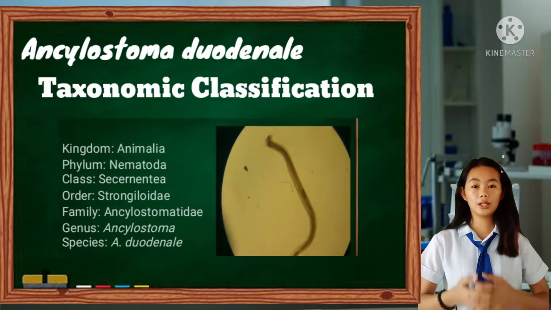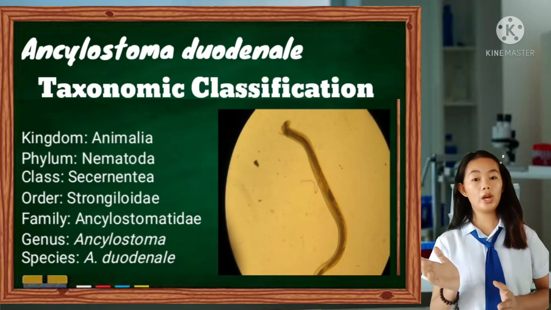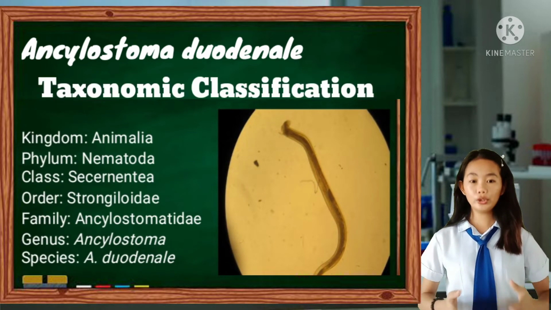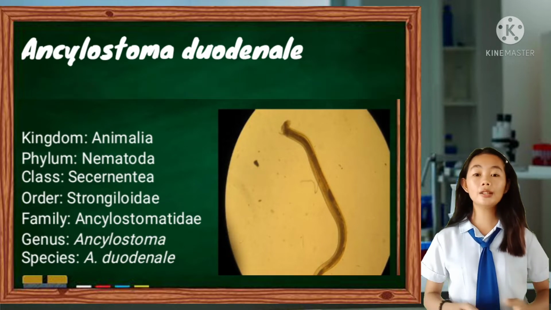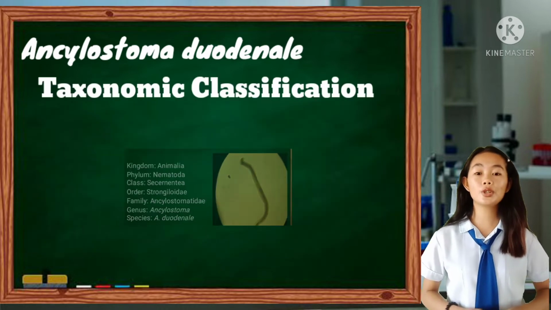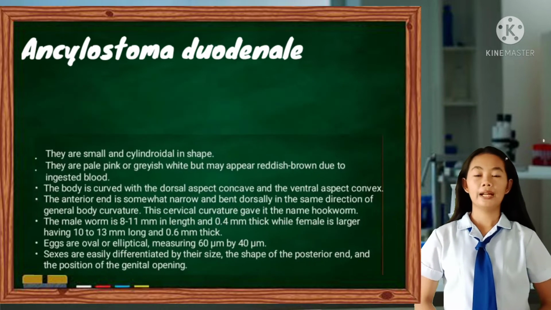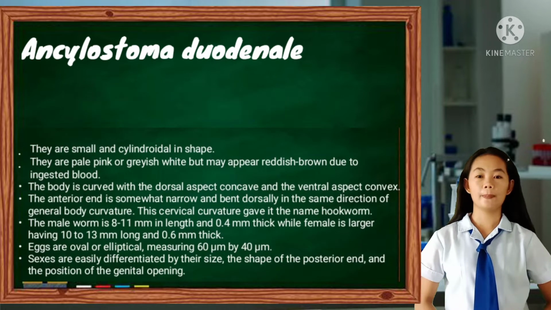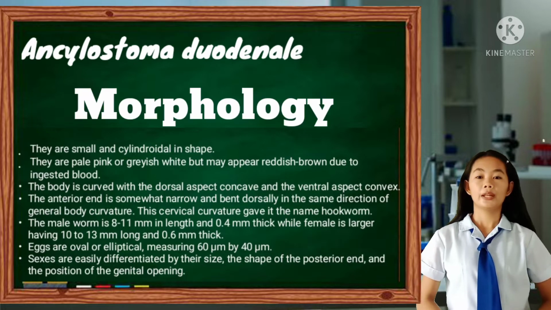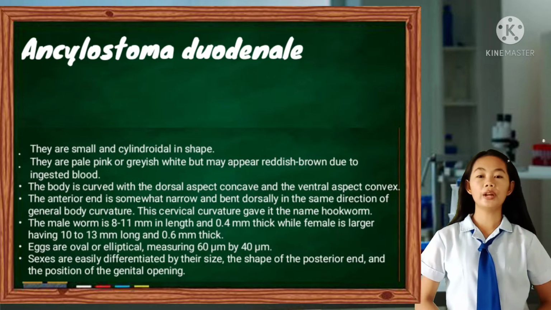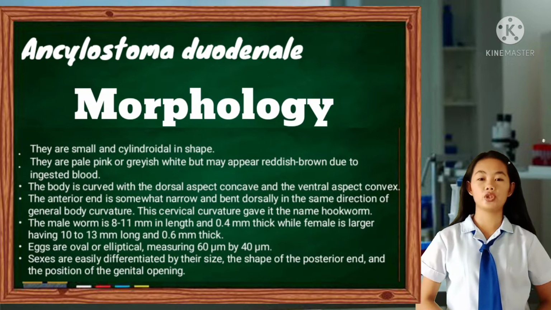Ancylostoma duodenale belongs to the kingdom Animalia, phylum Nematoda, class Secernentea, order Strongylida, family Ancylostomatidae, genus Ancylostoma, and species Ancylostoma duodenale. They are small and cylindroidal in shape. They are pale pink or grayish-white but may appear reddish-brown due to the ingested blood. The body is curved with the dorsal aspect concave and the ventral aspect convex. The anterior end is somewhat narrow and bent dorsally in the same direction of general body curvature. This cervical curvature gave it the name hookworm.